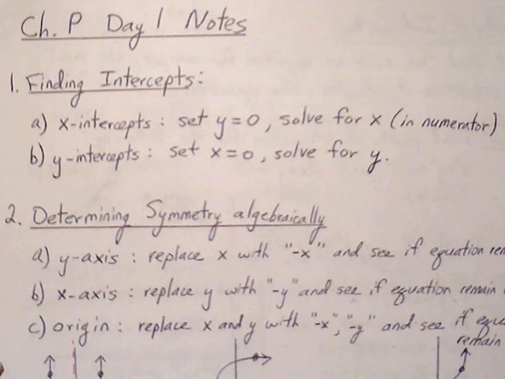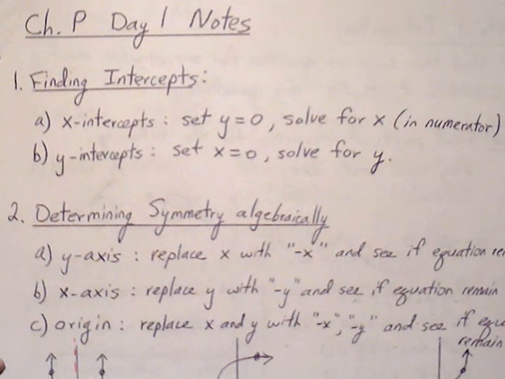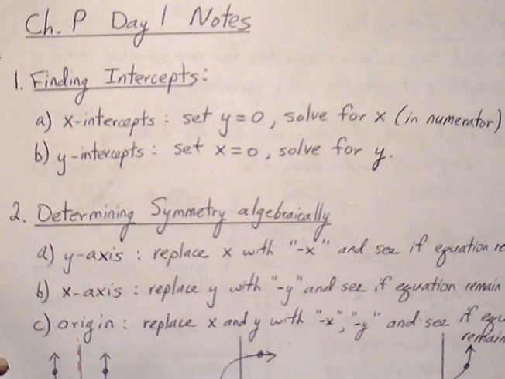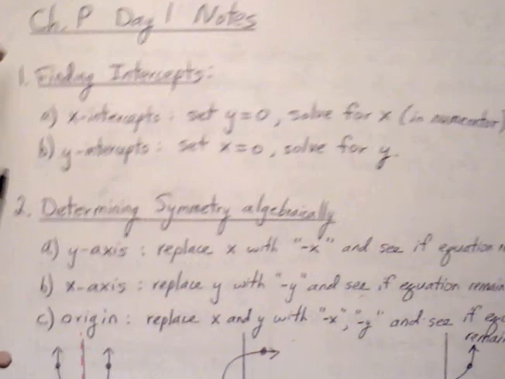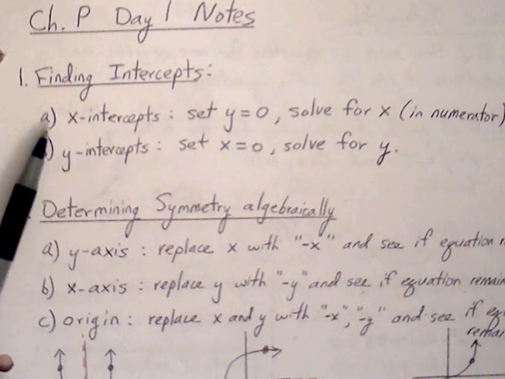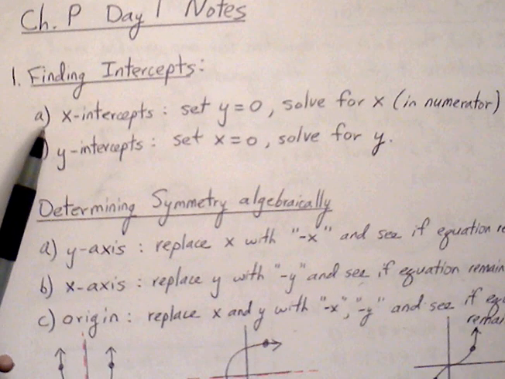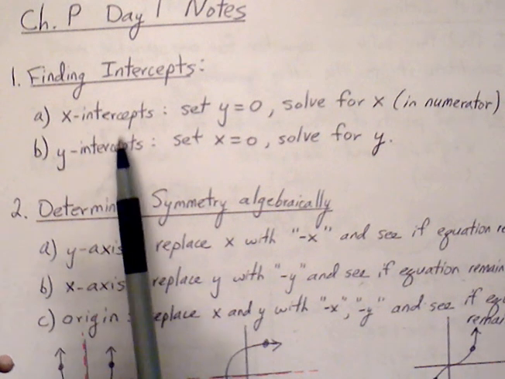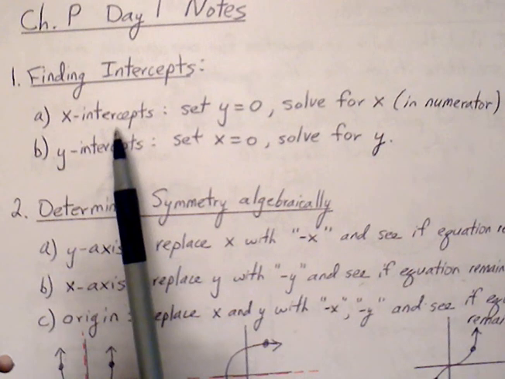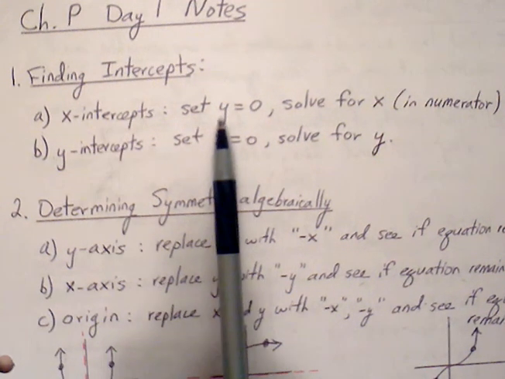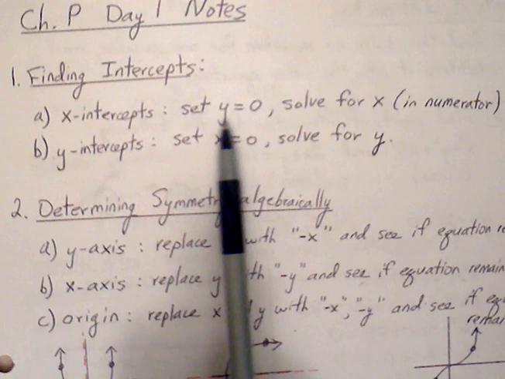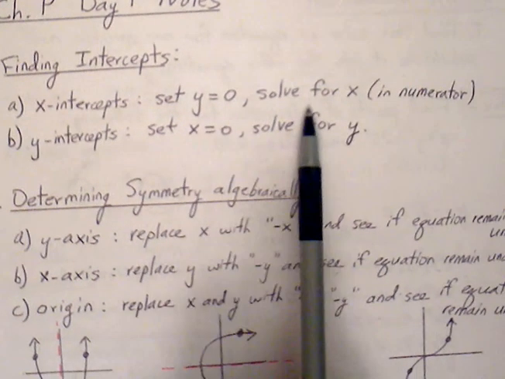Let me go through Chapter P, Day 1 notes. So first off, this is all going to be review, but finding intercepts, the way we find x and y intercepts. To find x intercepts, what we do is we take the equation, we find the y values, we set y equal to 0, and then once we have that, then we solve for x.